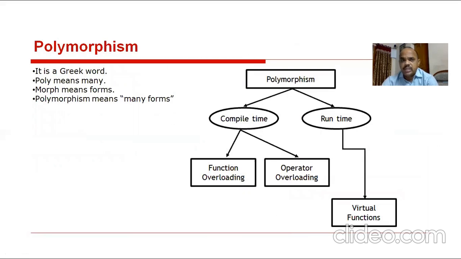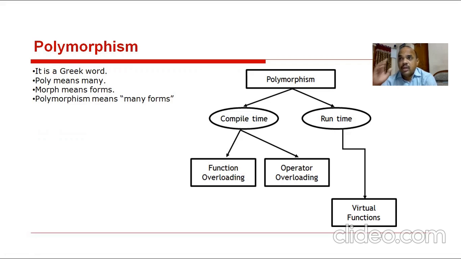Next one is the today's concept we are discussing. We are going to learn polymorphism. Simply, already I taught in third unit what is polymorphism. Polymorphism is a Greek word. Clear, all of you? Poly means many, morphism means forms. Polymorphism, poly means many, morphism means forms, many forms. Polymorphism means many forms.